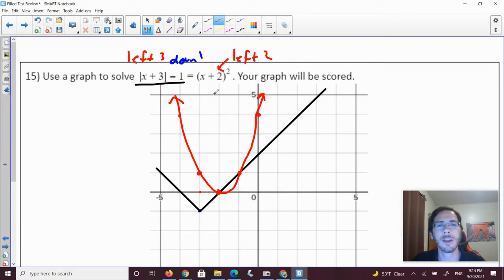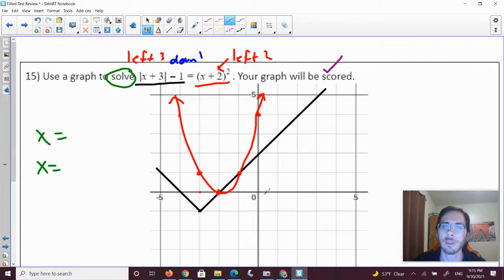So the idea here is now I've got my graphs. Where it says my graph will be scored, that's good because I've got my graph. Now I have to actually do the other part, which is to solve. Remember, when we're solving with a graph, it's the two intersections. There's no y's in here. There's only x's. So since there's only x's, if I were to write a y coordinate, it would be wrong. So since there's x's only, my answers are just going to be the x values that the intersections are at. So right here is at -2, and right here is at -1.